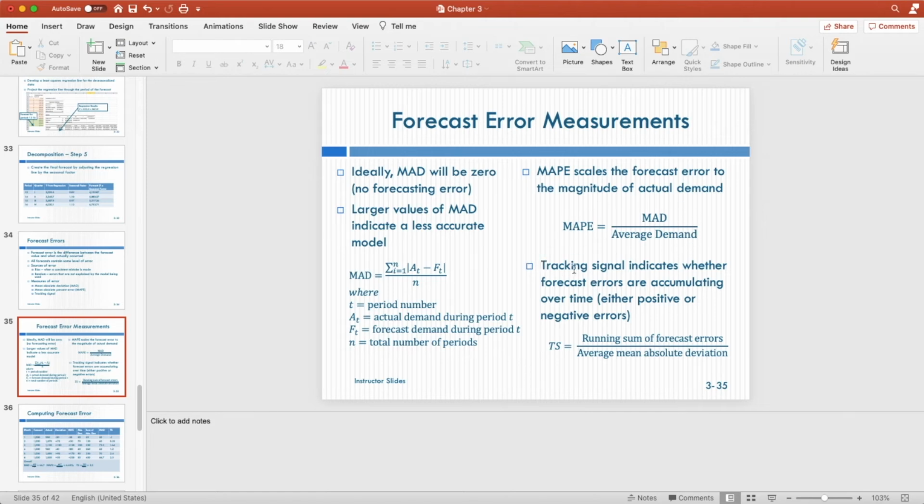The third one is called tracking signal. Tracking signal basically indicates whether your forecast errors are accumulating over time. If you are monitoring your forecast error over a period of time, you need to look at the pattern, how it goes. That's why we need a tracking signal. The tracking signal itself is also related to the mean absolute deviation. We will talk in detail about how to get the tracking signal in a second. It's very simple to calculate, actually.